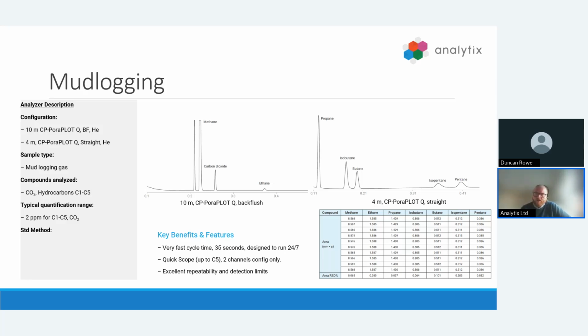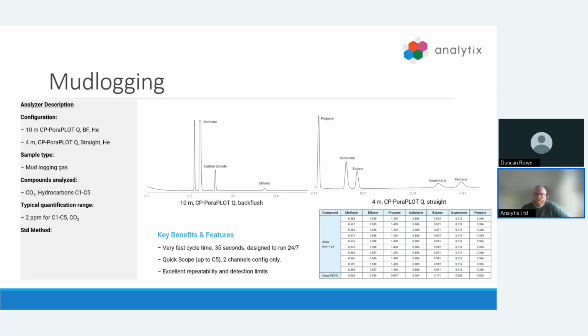This study I'm going to go through demonstrates the analysis of hydrocarbons in the mud logging process using the 990 Micro GC, equipped with a two-channel system, two analytical channels for the analysis of C1 to C5. On the left-hand side of the slide, you can see a description of the analyzer, sample type, compounds of interest, and their typical quantification range. The channels used were a 10-meter Poroplot Q channel with backflush capability.